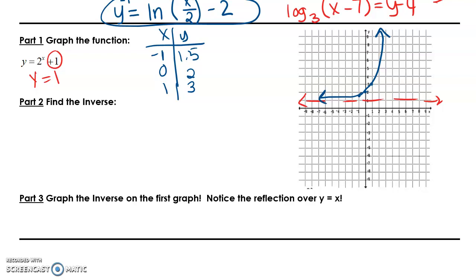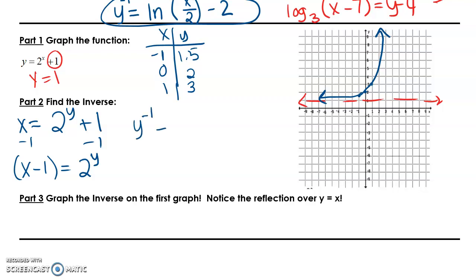Now, if I want to find the inverse, let's find that algebraically first. I'm going to say x equals 2 to the y plus 1. Subtract 1 to isolate your exponential term. So x minus 1 equals 2 to the y. Convert this to a log. I'm going to get that y inverse equals log base 2 of x minus 1. So there's my inverse.